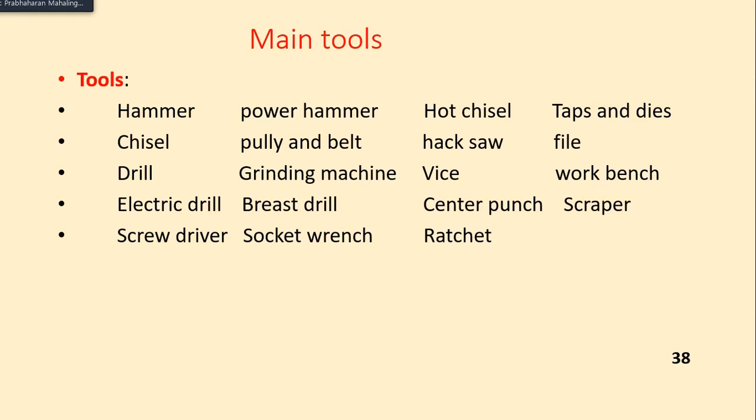So you should understand the hammer. Metal hammers are available, different types of hammers are available, mallet, wooden hammer. Power hammer is also available. It works by getting its source from electricity. Hot chisel can be utilized for removing a little amount of metal. Hot chisel means at the time of heating this chisel can be utilized. Hot chisel and cold chisel, both are available.